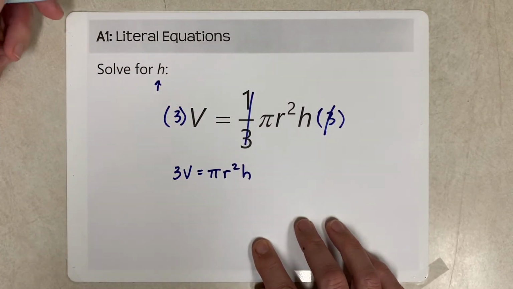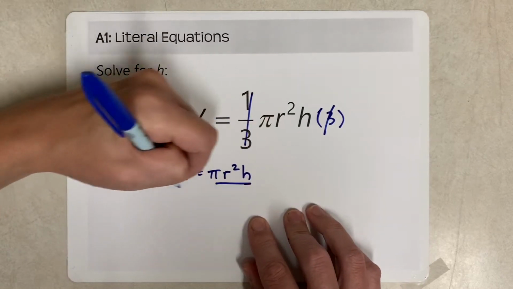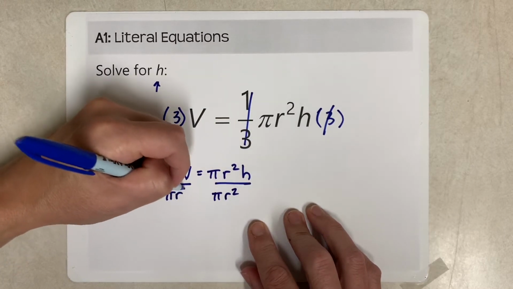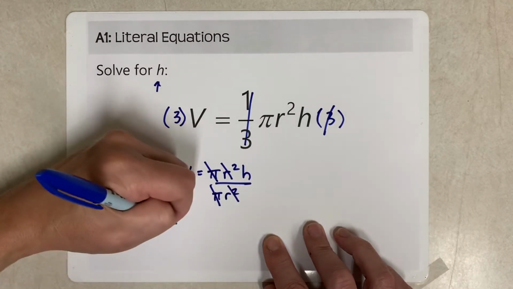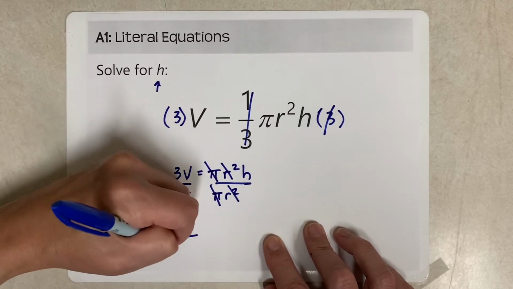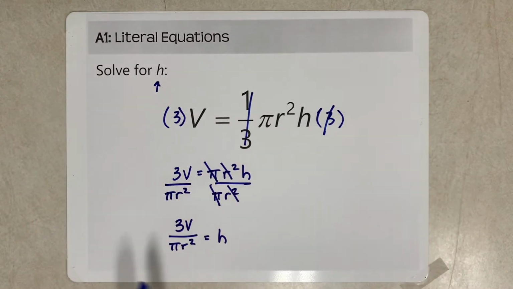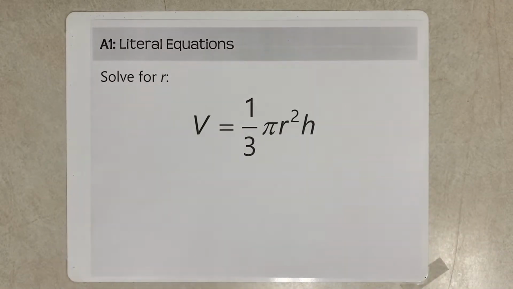Okay, so I dealt with the fraction. Now I want to get rid of everything but h. So I'm going to divide both sides by everything but h, pi r squared on both sides, pi r squared. So these are going to cancel out the whole thing, and I got 3v over pi r squared is equal to h. It would not surprise me if they put something like that on an end of course test because those are very common. They're kind of complicated, but they are very common. So let's take a look at that one, and then let's solve for a different variable. Let's solve for r this time.